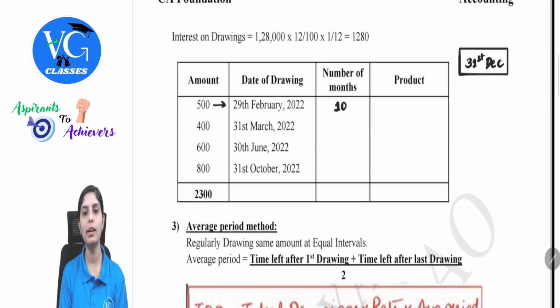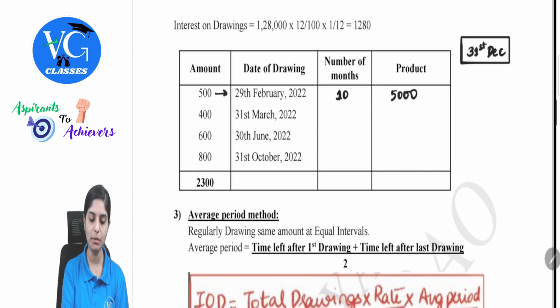How do we find the product? Amount of drawings into number of months. So this will be 5,000. Next, 400 on 31st of March. So I will be left with April to December: April, May, June, July, August, September, October, November and December. So there are totally 9 months. So 400 into 9 will be 3,600.